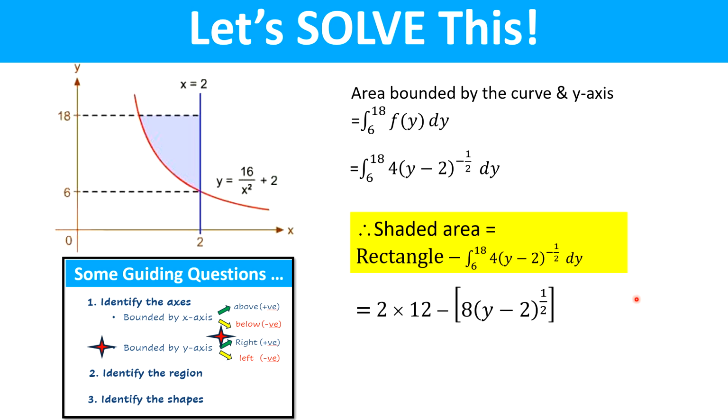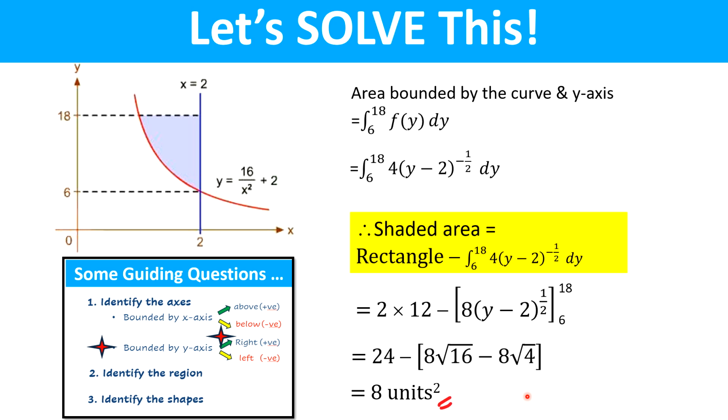To do this, let us integrate. When I integrate this, I should be able to derive y bracket y minus 2, 8 bracket y minus 2 to the power of half. I have the upper bound, which is 18, and the lower bound, which is 6. I'm going to substitute all in. I should be able to derive the final answer as 8 unit square.